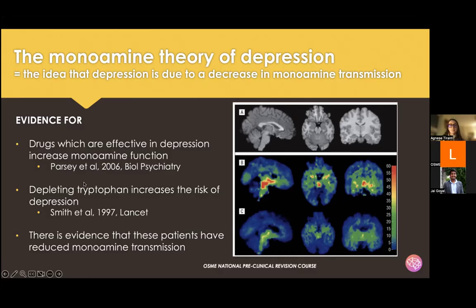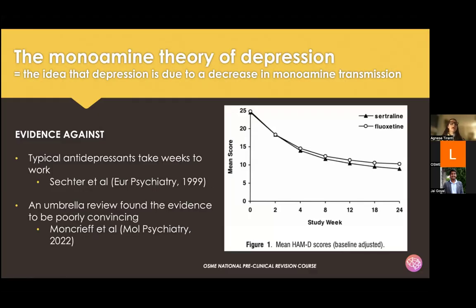Let's put a paper here. If you remove tryptophan, you increase the risk of depression, which shows that monoamines produced from tryptophan might have a role in depression. And there's evidence that patients with depression have reduced monoamine transmission. And I think this paper is from the Parsi paper. I recommend reading it. But evidence against.